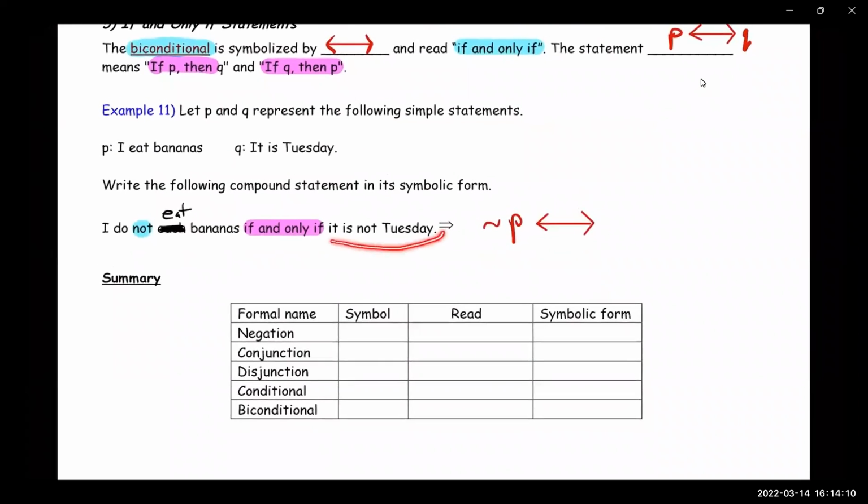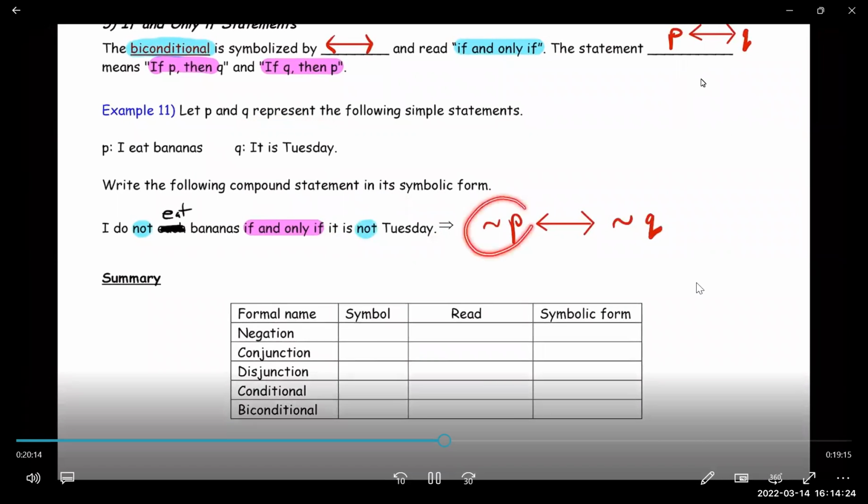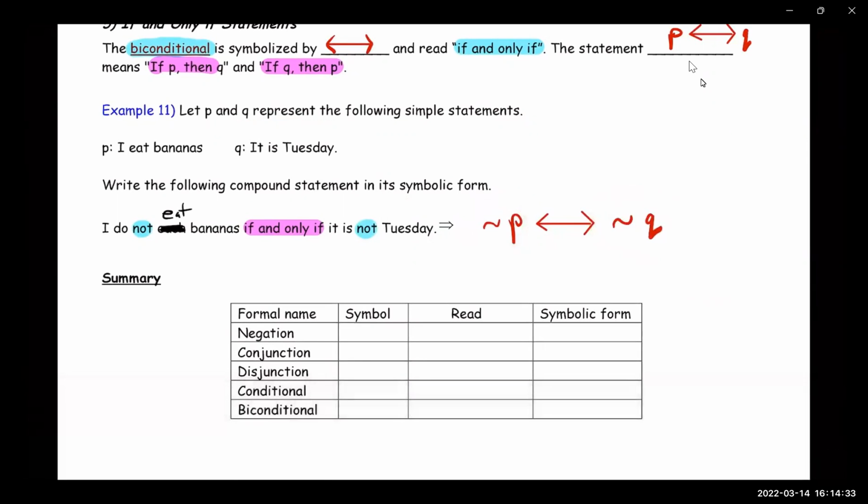And then "it is not Tuesday" would be squiggly line Q, right? There you go. So, I do not eat bananas if and only if it is not Tuesday. All right, so that's how you would break that down into symbolic form.